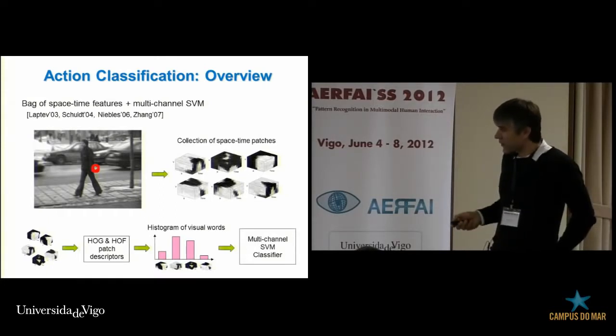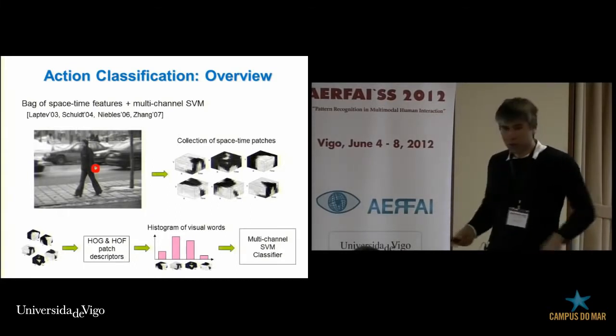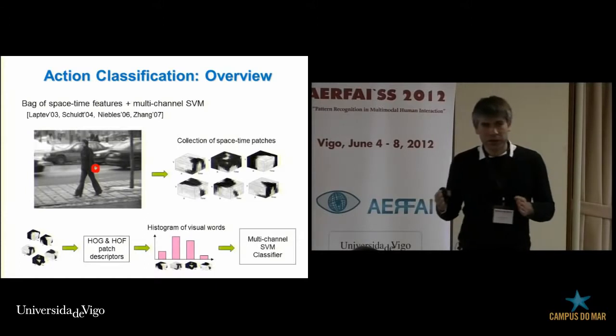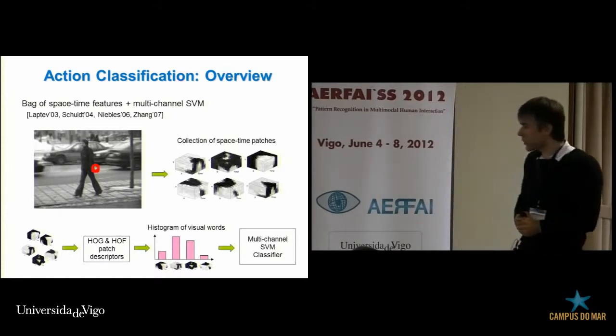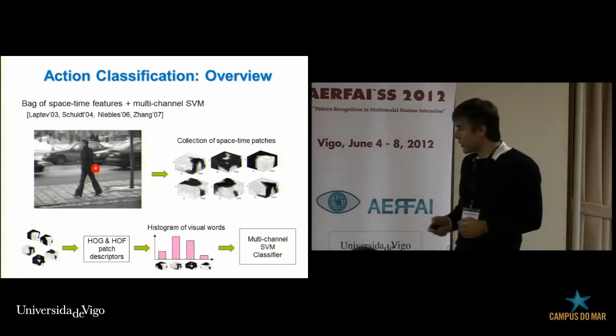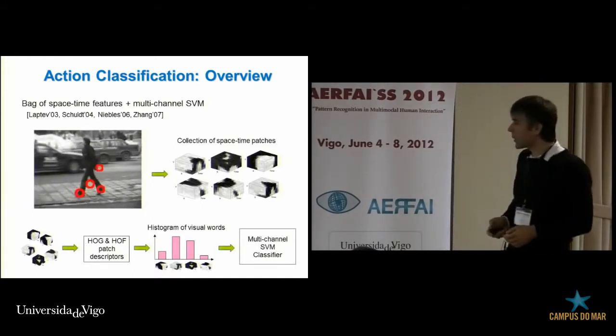Then we just count the number of patches of each type in the video, which gives a histogram. A histogram is a fixed-length description vector which you can feed into your favorite classifier to get the classification result. So that's the pipeline.